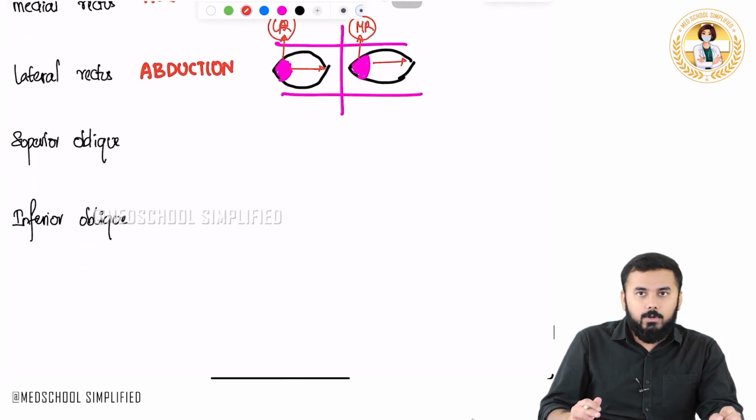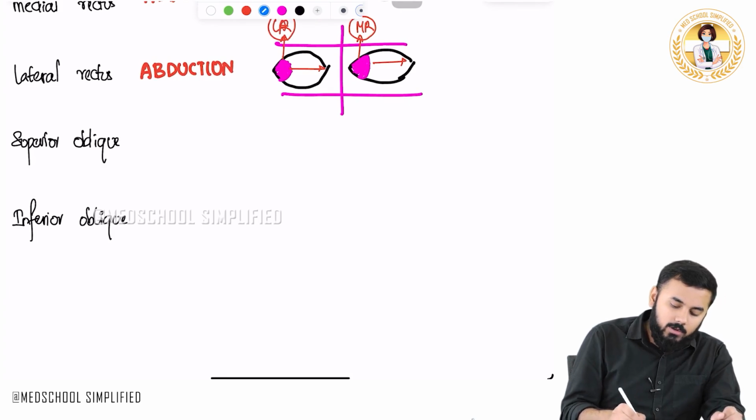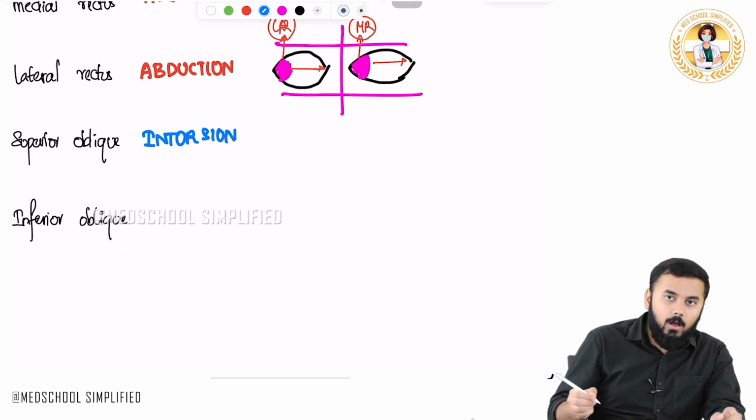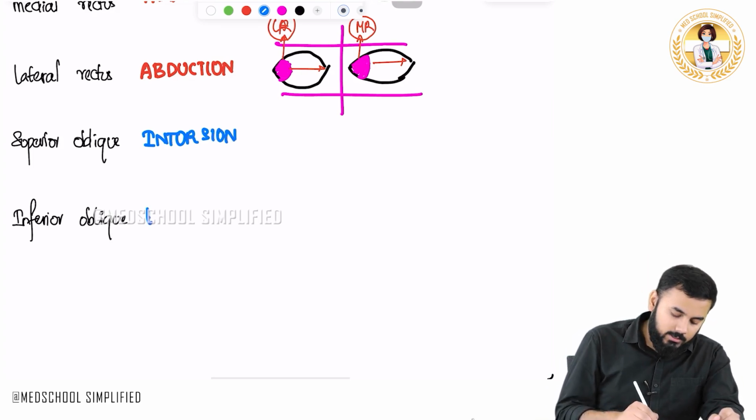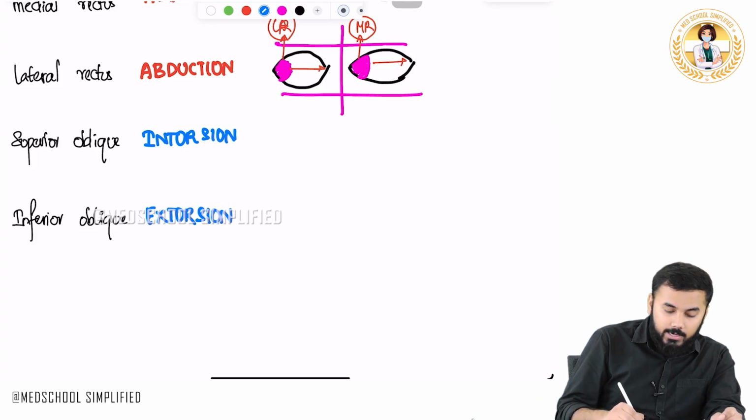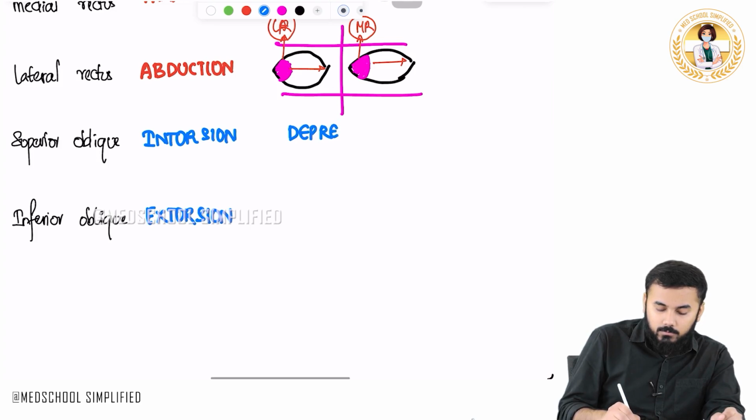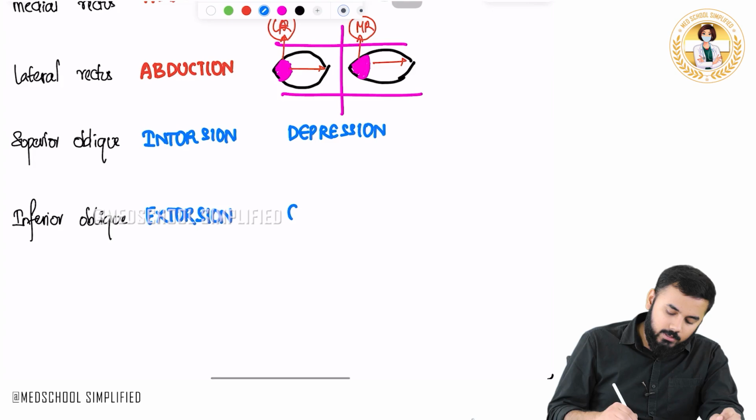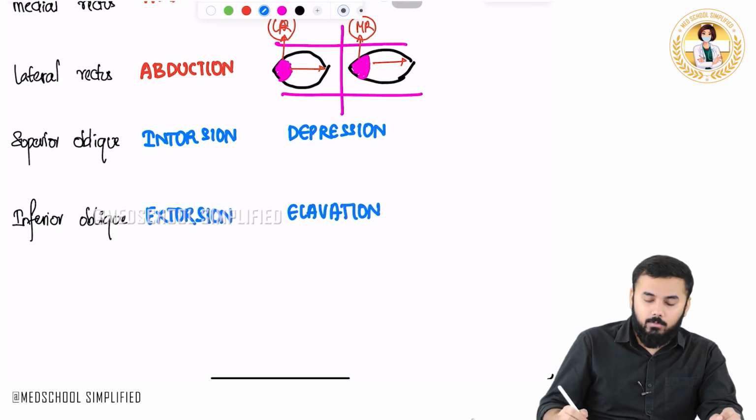Next, superior oblique and inferior oblique have different actions. For example, superior oblique is responsible for intorsion. The opposite of intorsion is extorsion, which is done by inferior oblique. Next, superior oblique is responsible for depression of the eyeball, whereas inferior oblique is responsible for the elevation of the eyeball.